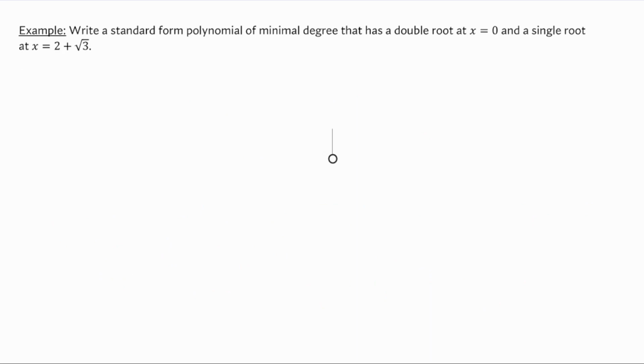The last problem I think I'm going to be working on in video for you here is kind of the same concept, but one where we actually have a number plus the square root of another number. Okay, so write a standard form polynomial of minimal degree that has rational coefficients and a double root at x equals 0 and a single root at x equals 2 plus the square root of 3. All right, so I'm just going to copy that in.